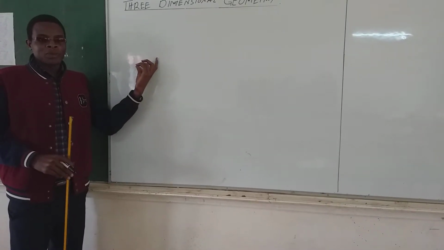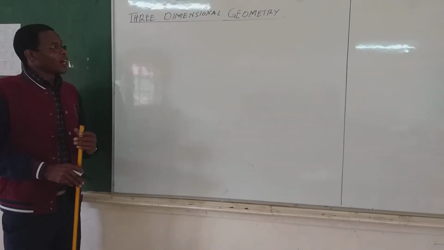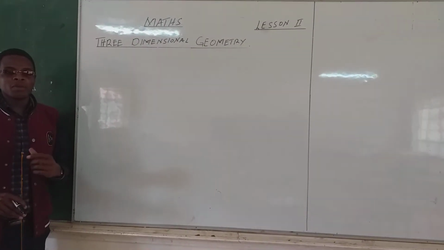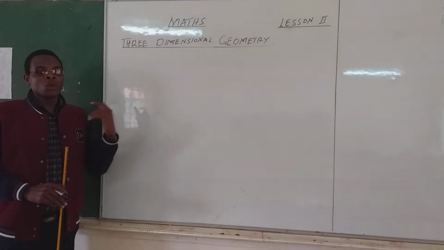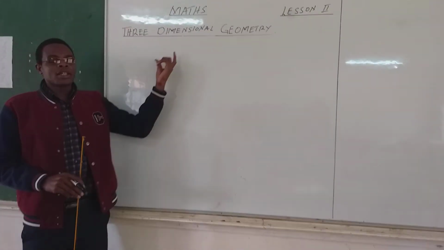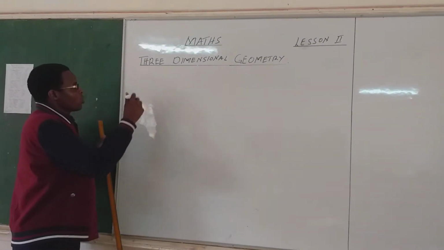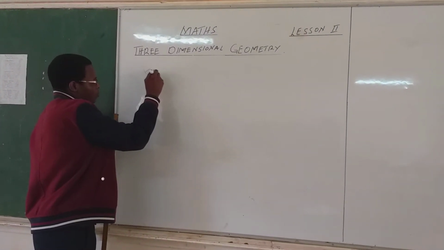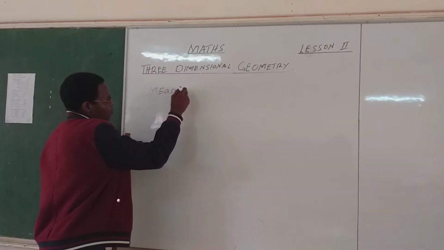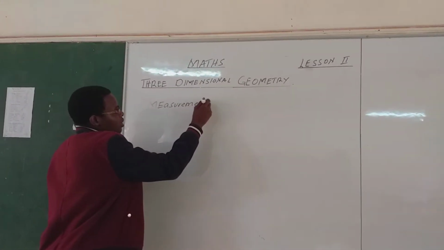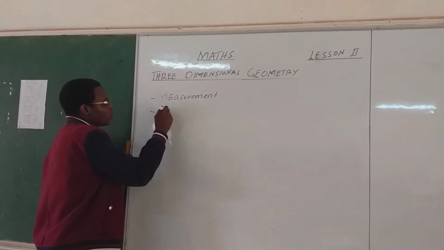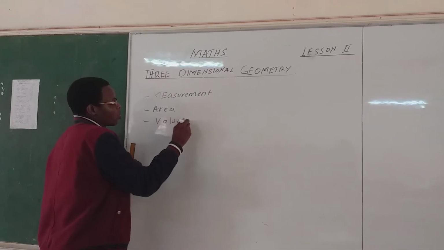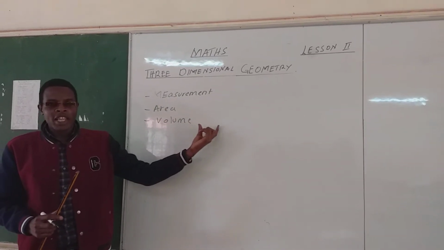Good morning, class. Today we are going to look at three-dimensional geometry, and when we talk about three-dimensional geometry, we are going to consider three things which make it regarded as three-dimensional geometry. First of all, we are going to look at what we call the measurement. Then we talk about what we call the area. Then we talk about what we call the volume. So there are three of them.